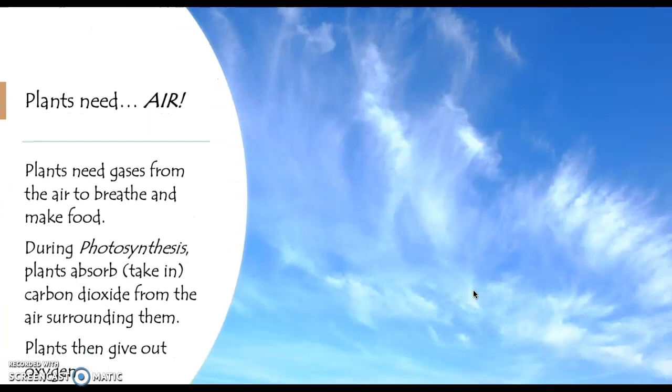Plants also need air. Plants need gases from the air to breathe and to make food. During photosynthesis, plants absorb carbon dioxide from the air surrounding them. Plants then give out oxygen. Remember we talked about that in our photosynthesis review. We talked about how plants give out oxygen and we give out carbon dioxide, so we help each other. We go hand in hand. We help out the plants and the plants help out us. Thank you, plants.